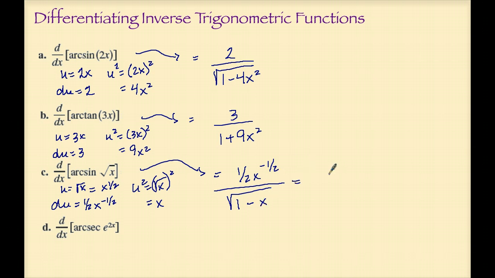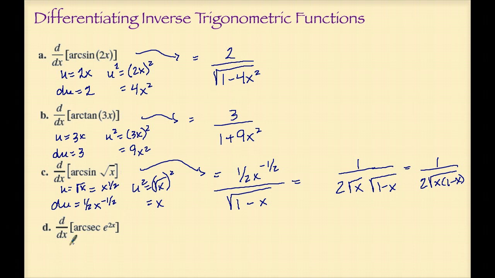Let's rewrite this. We're going to have 1 over 2 square root of x, square root of 1 minus x, and these two can be combined since they're both under a radical. 1 over 2 square root of x times 1 minus x.